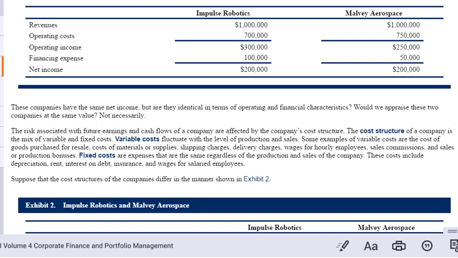It says here that the risks associated with future earnings and cash flows are affected by the company's cost structure. The cost structure of a company is the mix of variable and fixed costs. Variable costs fluctuate with the level of production and sales. Some examples are the cost of goods purchased for resale, costs of materials or supplies, shipping charges, delivery charges, wages for hourly employees, sales commissions, and sales or production bonuses. Fixed costs are expenses that are the same regardless of the production and sales of the company. These include depreciation, rent, interest on debt, insurance, and wages for salaried employees.